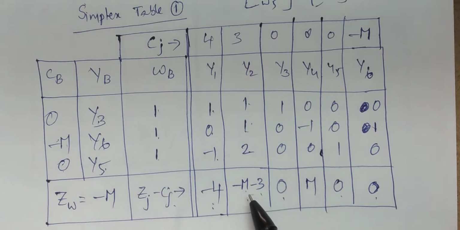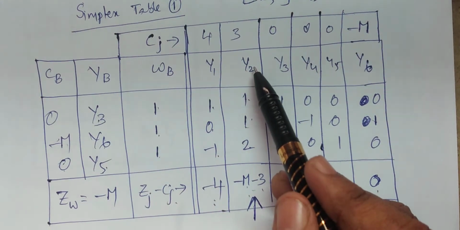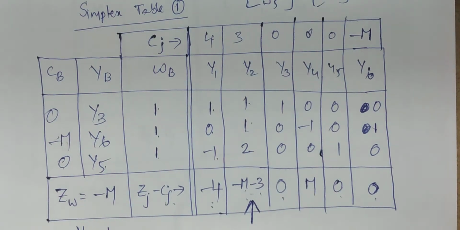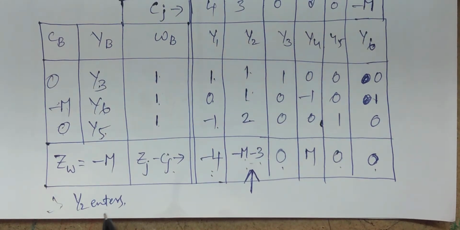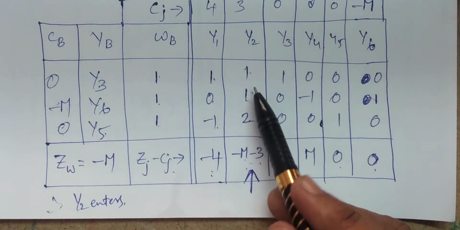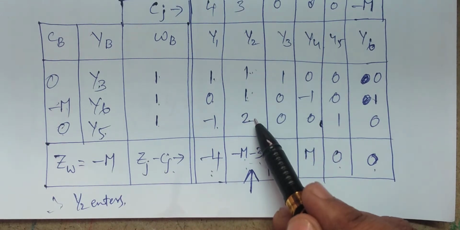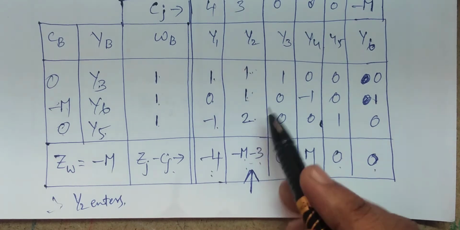Because m is the highest quantity, minus m is the highest penalty. Therefore, the vector corresponding to minus m minus 3 is introduced into the basis, which means y2 enters the basis. So what do we have to do next when y2 enters? Next we have to observe the elements in y2: 1, 1, 2, all greater than 0, positive. Therefore you have to calculate the minimum ratio.